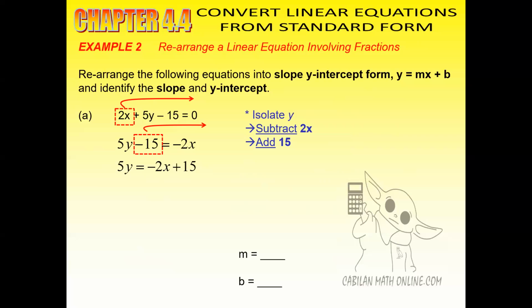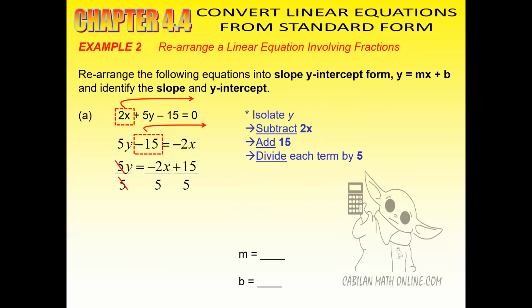Now, for the final step, in order to isolate the y, remember our final step, what we want to do here is to divide each term here by the number attached to the y. So in this case here, we're going to divide each term here by 5. Now, remember when it comes to slopes, always leave the slope as a fraction in the lowest terms. So when you divide the negative 2 over 5, you're just going to leave it as that, negative 2 over 5.